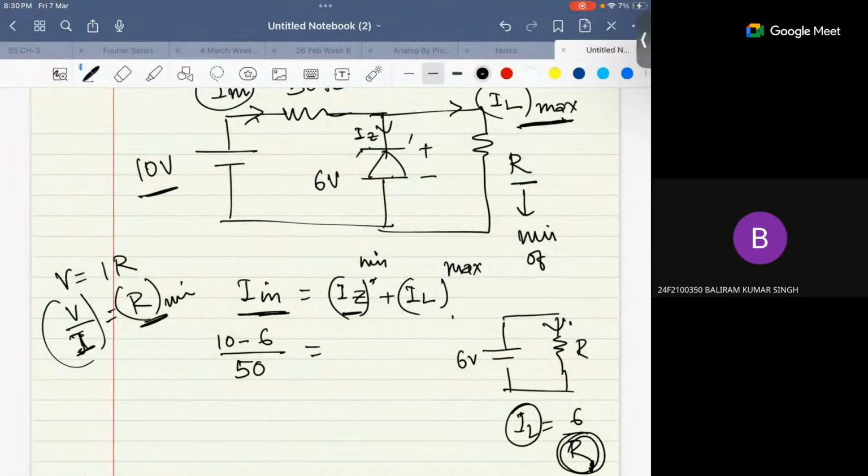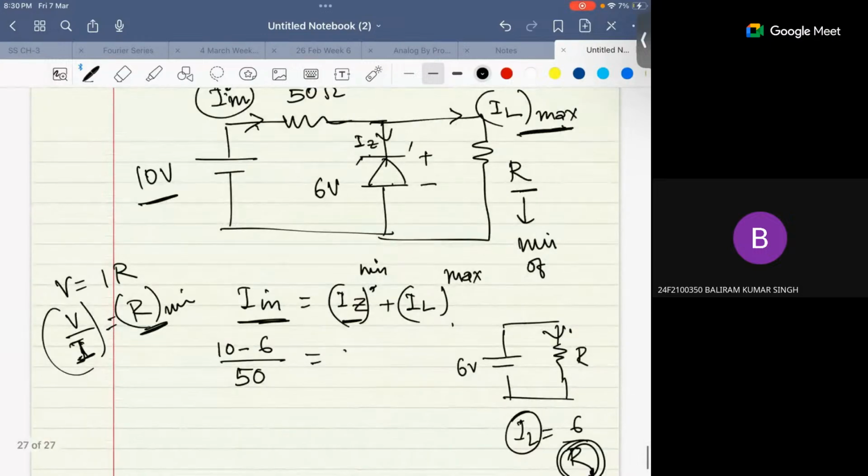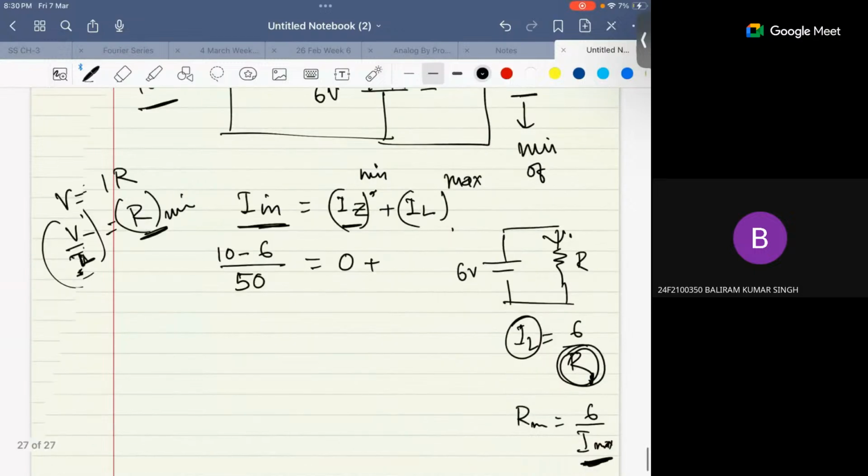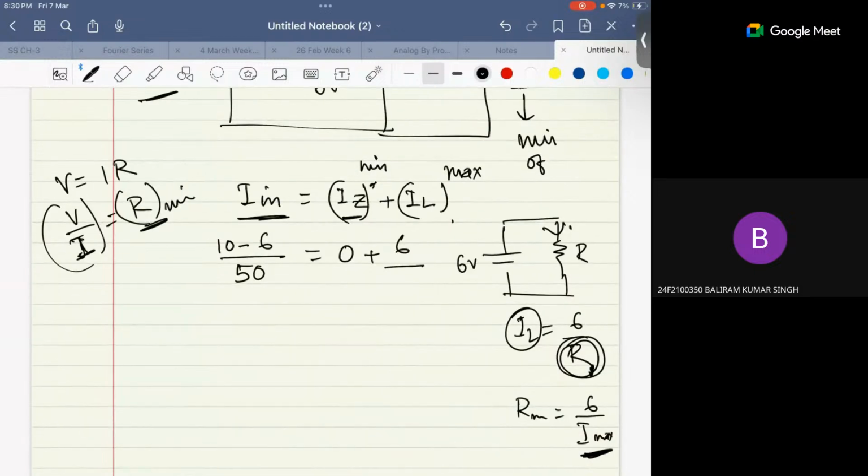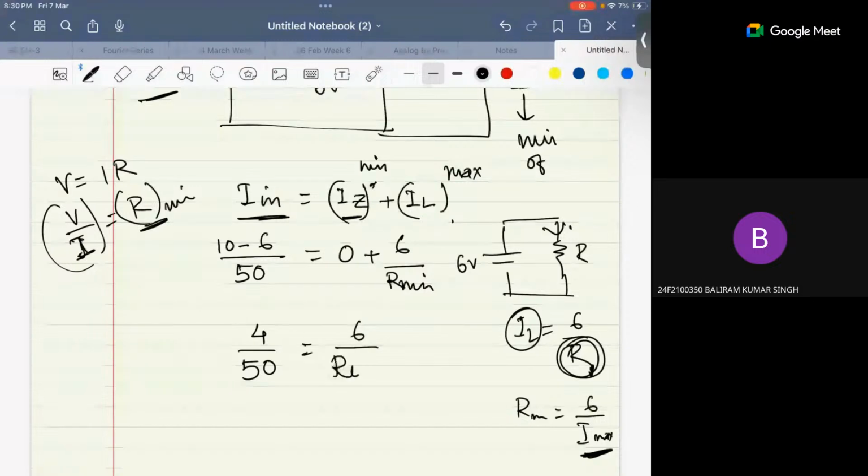So Ig minimum, for example, you can take any value. If not given, you can directly take it as 0 plus IL maximum. IL maximum is what? 6 upon R minimum. So this will be 4 upon 50 equals 6 upon R minimum. R minimum will be 50 into 3 upon 2, that is 25 into 3, which is 75 ohm.